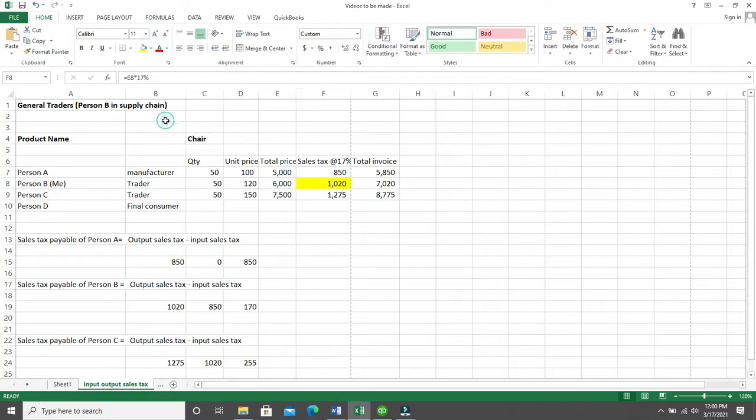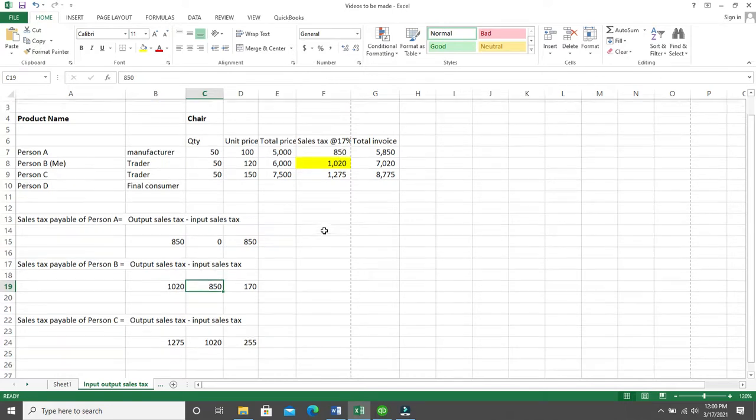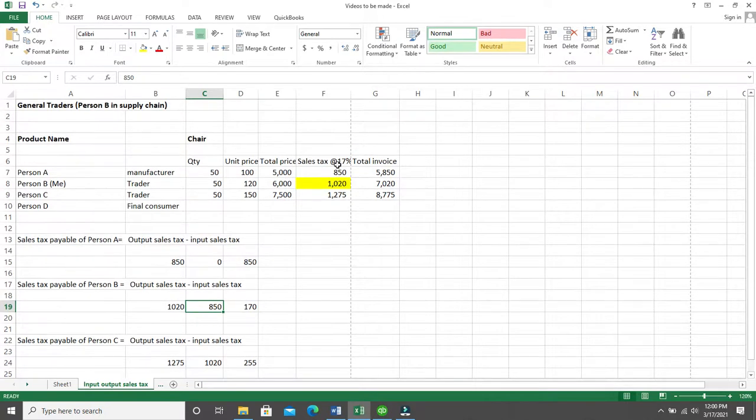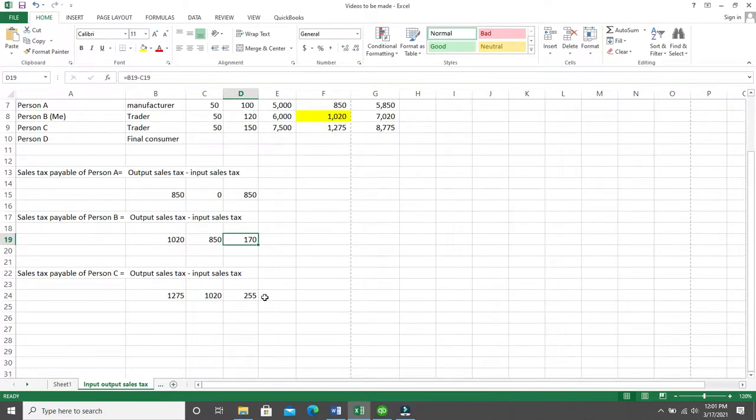This is 1020, and my input sales tax is 850, which I have recorded on my purchase bill. This is 850. This is input sales tax, and from output sales tax I shall deduct my input sales tax, and the resultant is 170. This 170 is the amount of sales tax which I shall pay to the government agency.